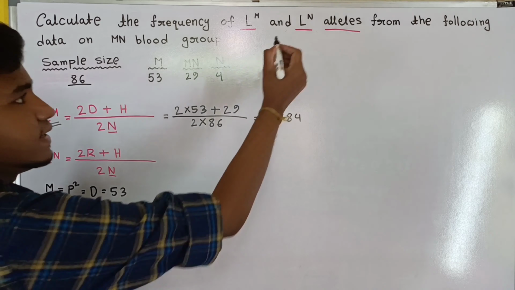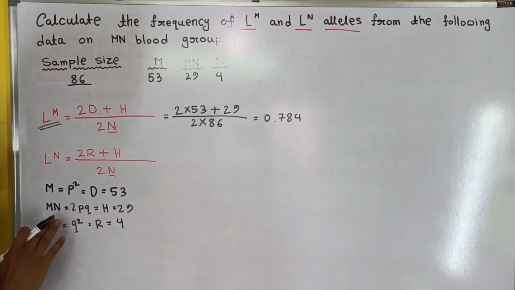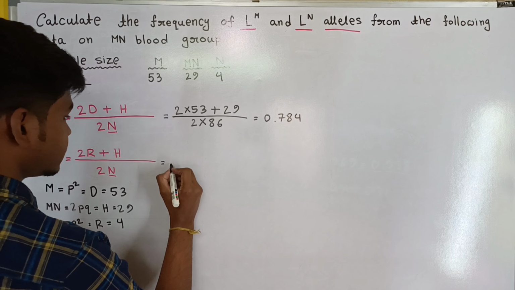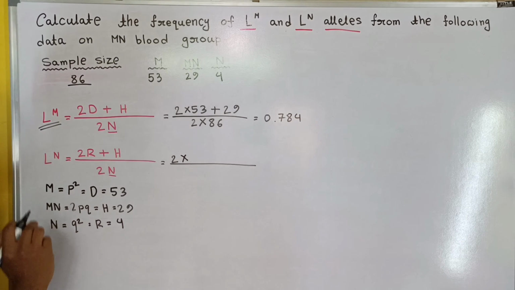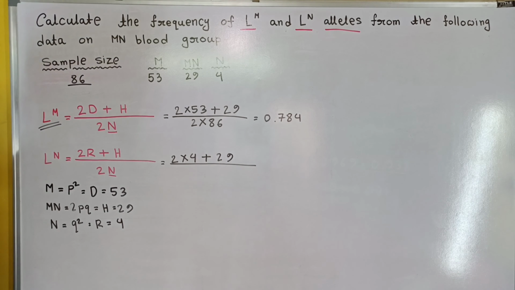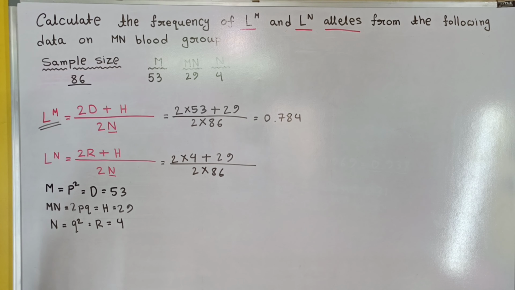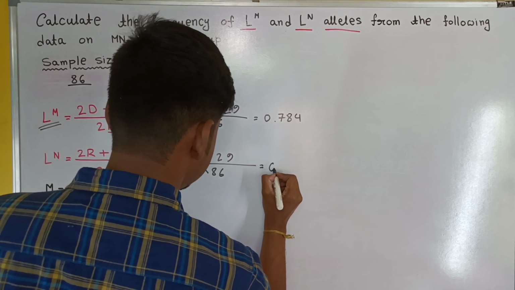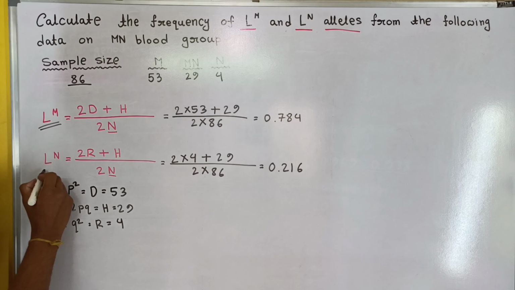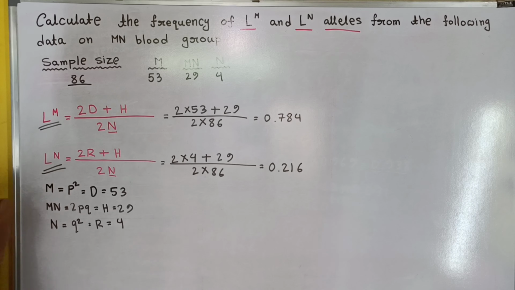Now we have to calculate the LN allele frequency from the given data of MN blood group type. The formula to calculate LN allele frequency is 2 times R, which is 4, plus H, which is 29, and N is the sample size, so 2 into 86. When we solve this equation, we get the answer 0.216. So this is the LN allele frequency from the given data of MN blood group. This is how we can solve this type of mathematical problem of MN blood group type.